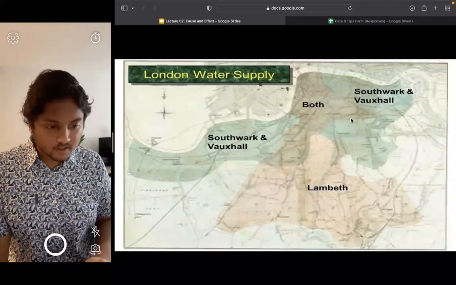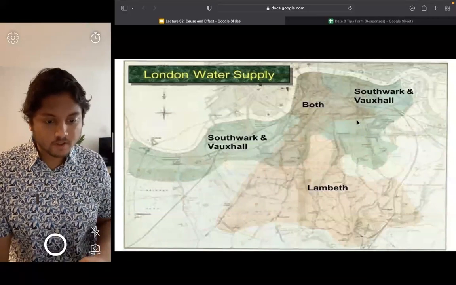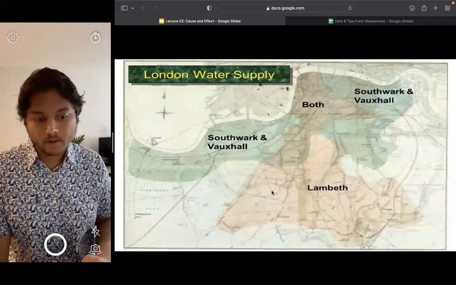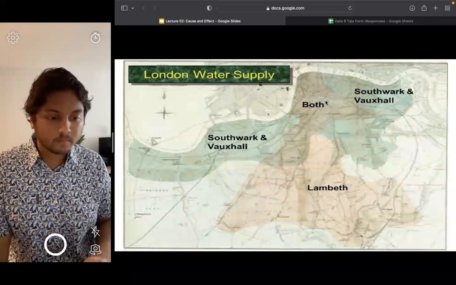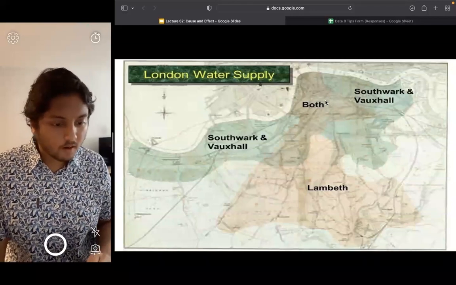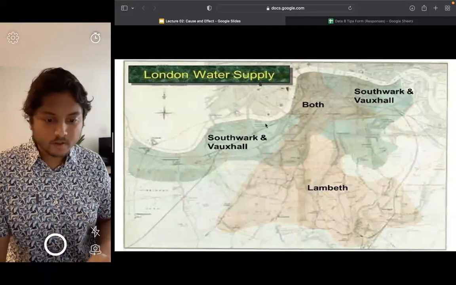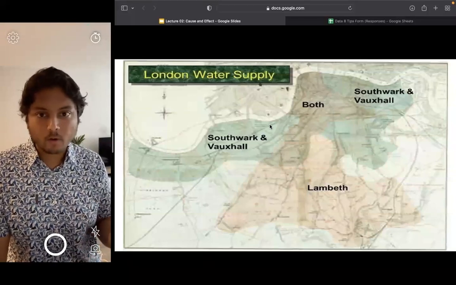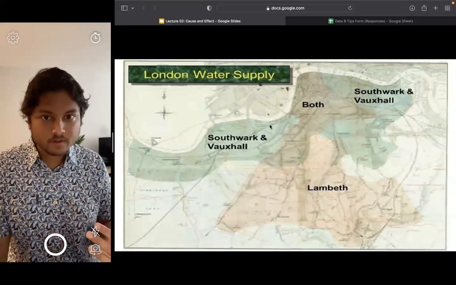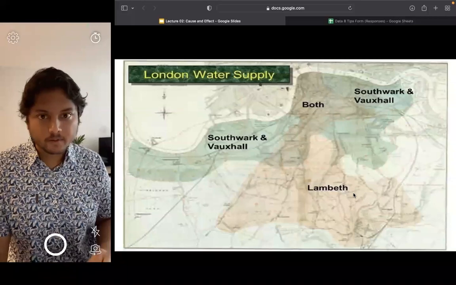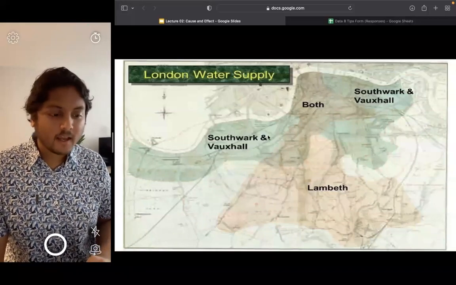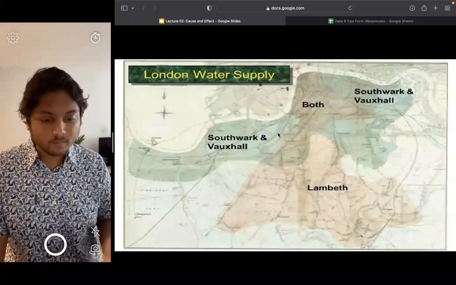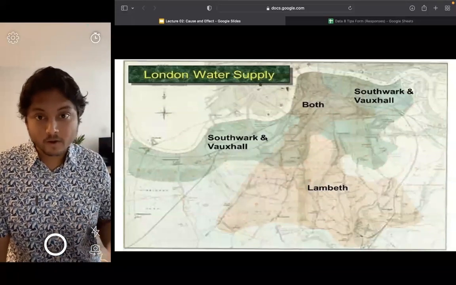So you have SNV, which is doing most of this region here in green. And then Lambeth is another company that serves this orange region. And there's also an overlap, so there's parts of London where people are served by both companies. What was interesting was SNV was getting its water downstream from the sewage system, and Lambeth was getting it upstream, which seems really silly today. But anyways, that's what they were doing. And so you would think that SNV might have worse outcomes.